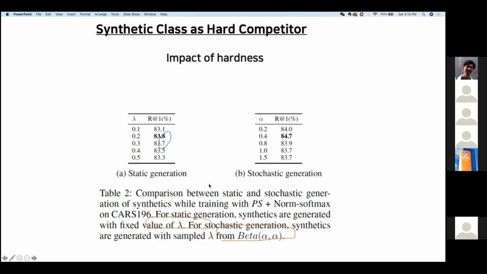You mean when we mix up the degree of mixing, right? Yeah. And when the lambda is 1.5, what does it mean? This is the parameter of the distribution. Okay.